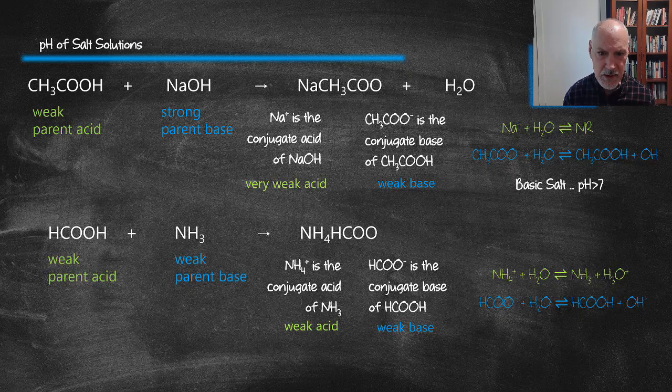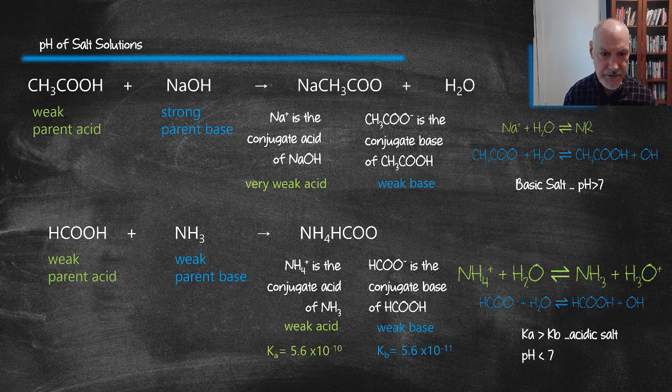But what we need to look at a little bit further in this case is what are their Ka and Kb values. Here we can see that the weak acid has a larger Ka than the Kb. As a result, that reaction is going to dominate and we'll have more hydronium ions. So our last example would be slightly acidic.